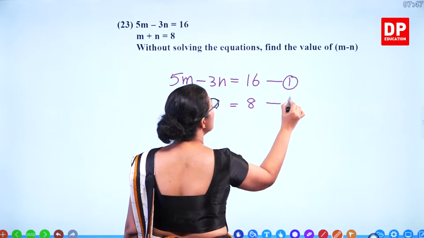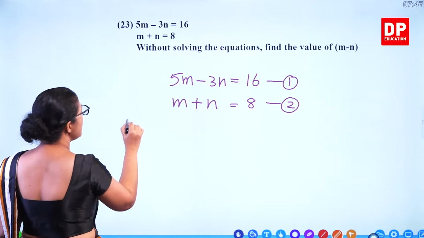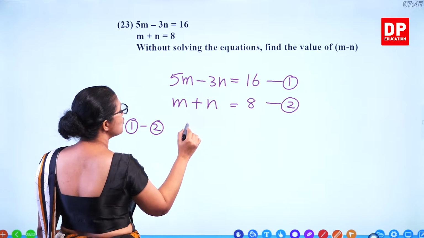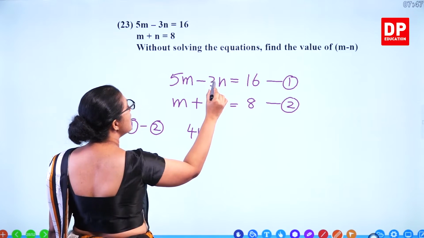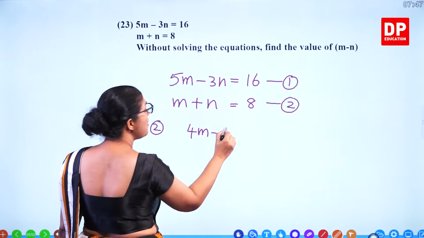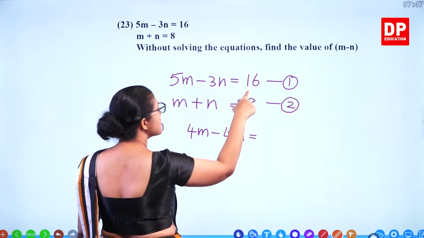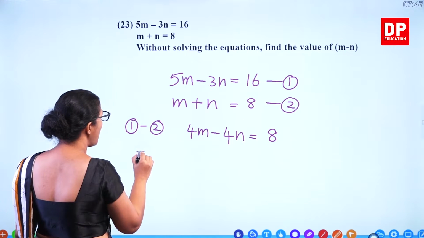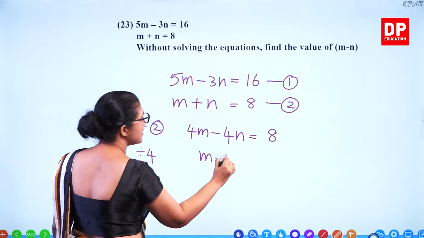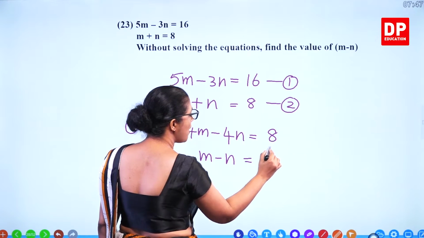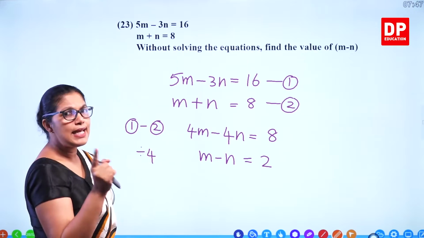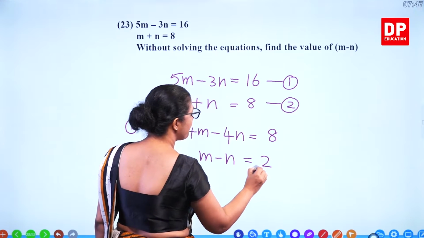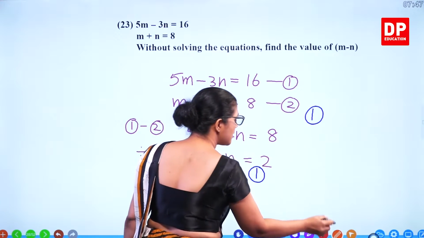1, 2. We'll subtract and see what we get. 1 minus 2. 5m and m, when you subtract, that's 4m. Minus 3n and minus n, minus 4n. 16 minus 8, 8. Now divide everything by 4. m minus n equals 8 divided by 4 is 2. So that's what we need, m minus n. So you get 1 mark here and 1 mark for subtracting the two equations.